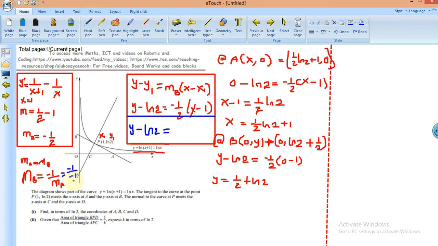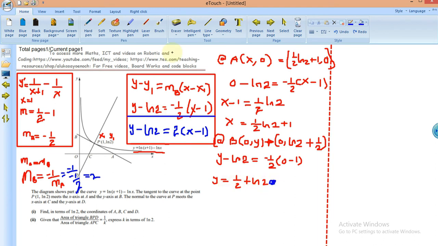So the gradient I'm going to use here will be 2. Instead of minus half, I'm using 2 now. So equals to 2 into x minus x1. So this is the equation I'm going to use to complete C and D. Don't forget that. So now let me just demarcate this, and I think I will be able to complete this now. I'm working with blue now.